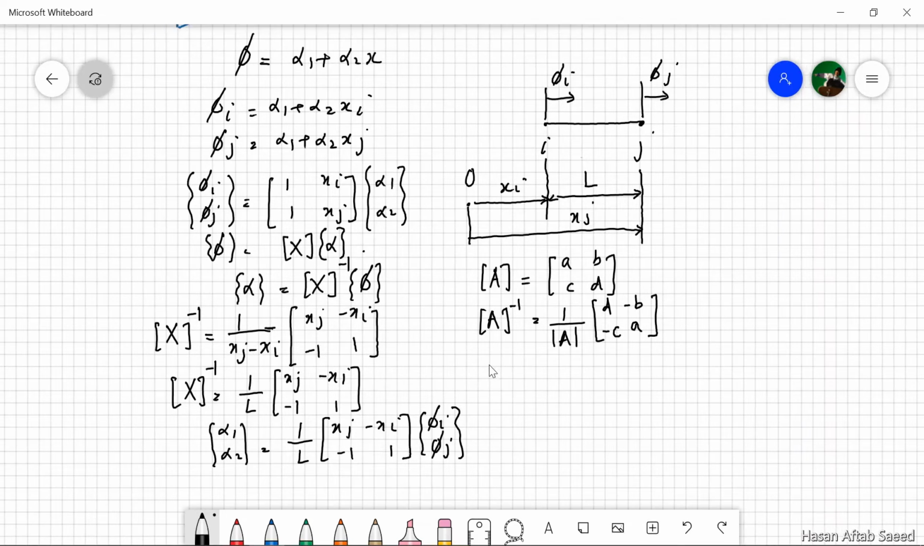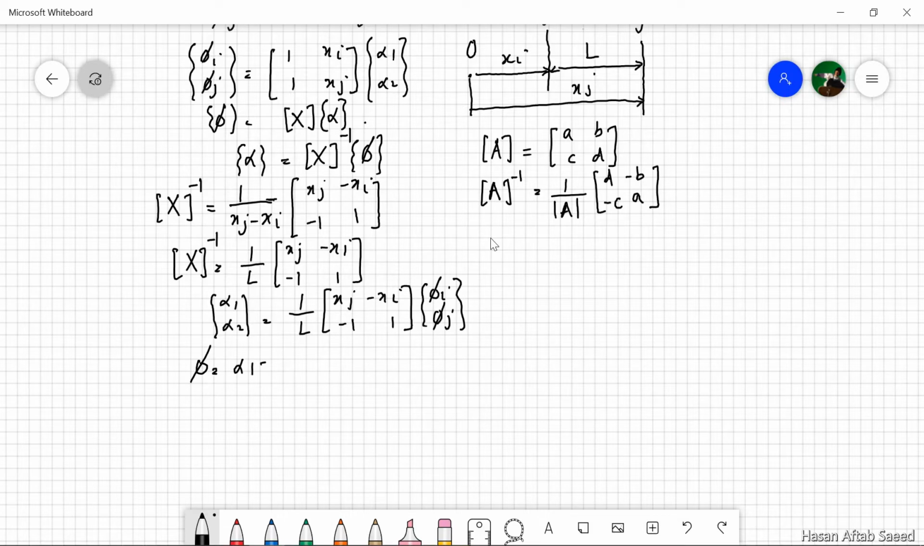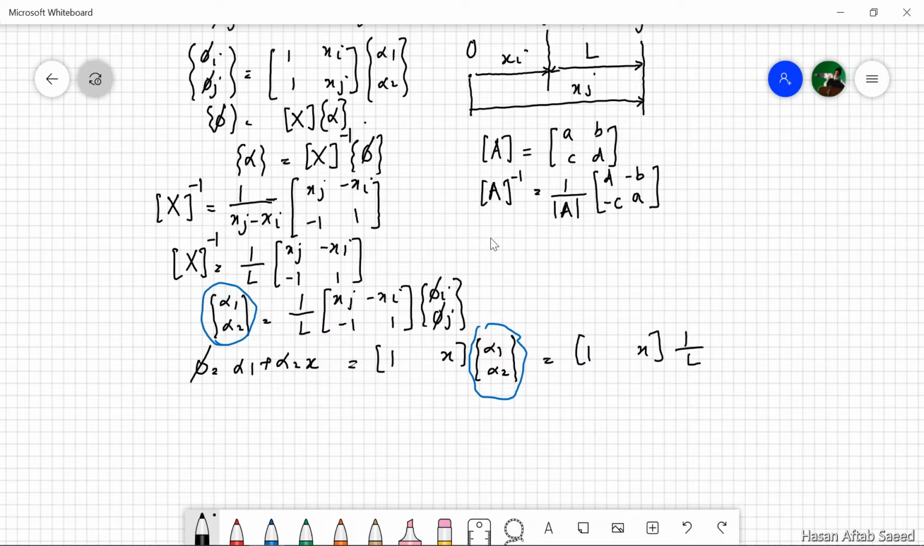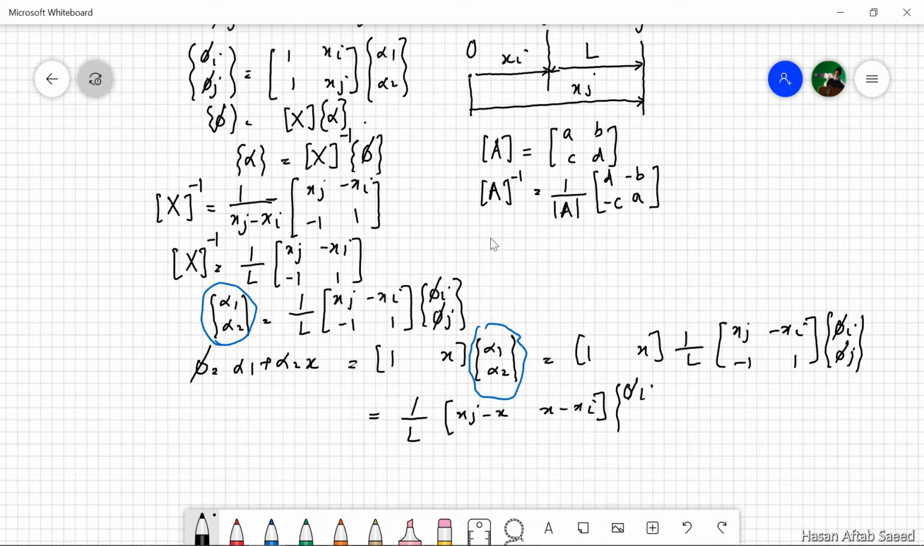Now, if we again take the original displacement function, the original function was this, which again can be written in matrix form very conveniently, like this. We have the expression for the alpha vector, we just put in the values, so we get 1 x followed by 1 over L, xj, minus xi, minus 1, 1, phi I, phi j. Rearranging, taking L to the left and multiplying these two matrices, we get xj minus x, x minus xi, phi I, phi j, a very familiar expression for you because we have already done it, you would recall.